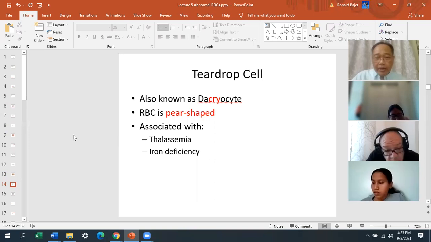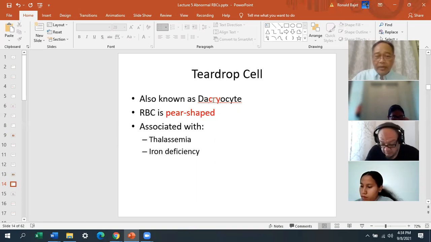It's either dacryo or dacrocyte. I think when I learned it, the Y was there. So if you can see the cry in the middle of this term, that'll help you learn that a dacryocyte is a teardrop cell. It's pear-shaped. It's a cell that's sharp on one end. It's pear-shaped. Okay.